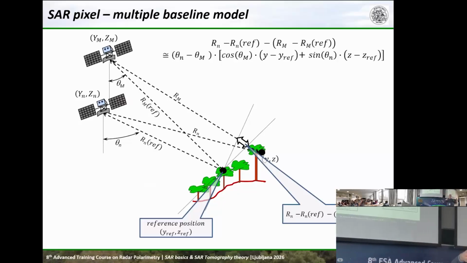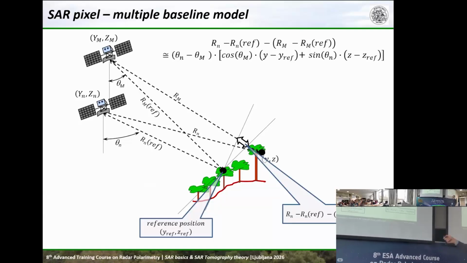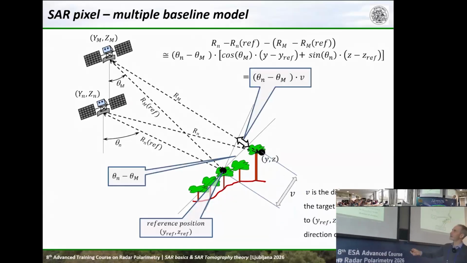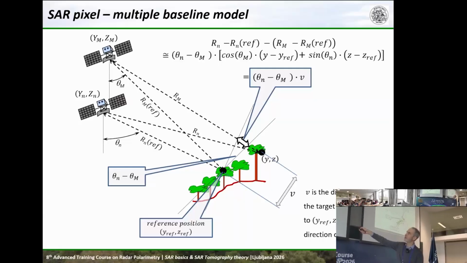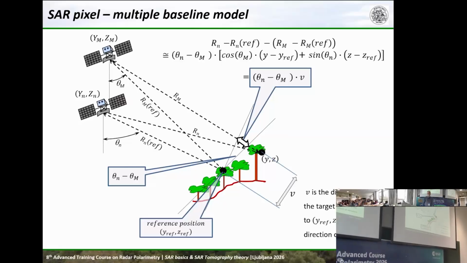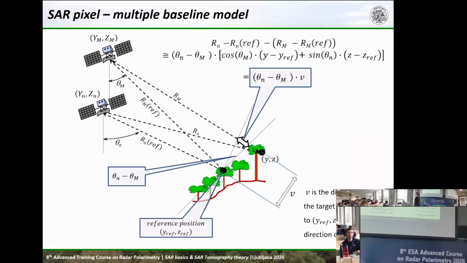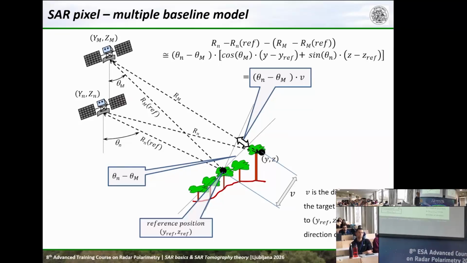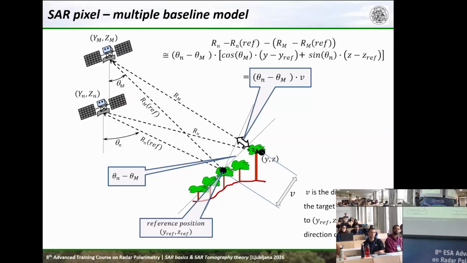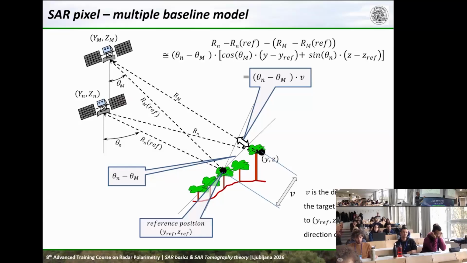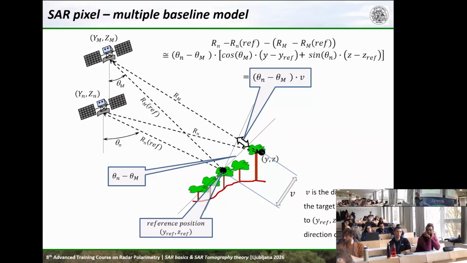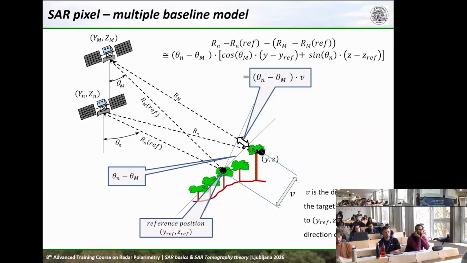There are just approximations we do. And this double difference physically represents this distance. So it represents this particular distance that is due to the displacement in elevation, so in this direction, of any point with respect to the reference point.